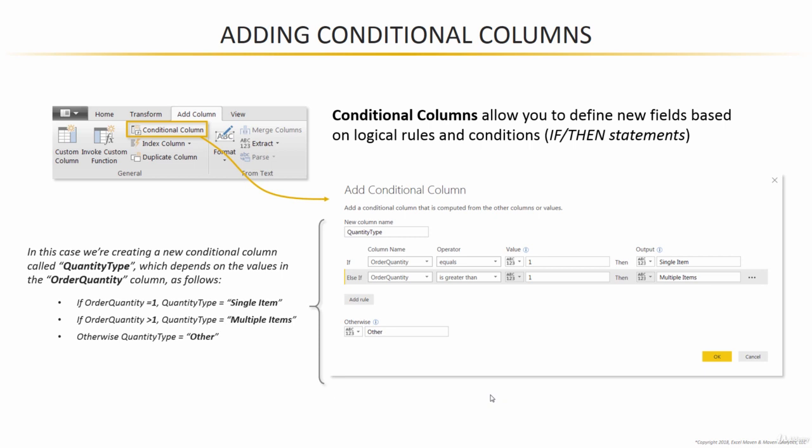So Power BI is going to cycle through each row from top to bottom, and if none of those conditions are met, that otherwise statement is the value that's returned. So let's open up our AdventureWorks report and see what this looks like in Power BI.